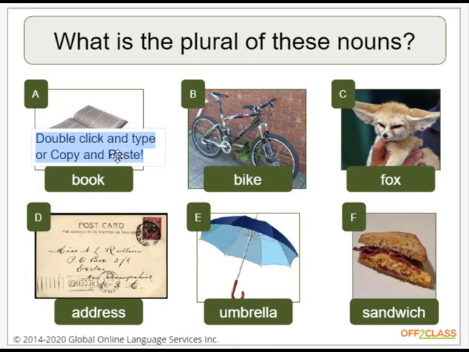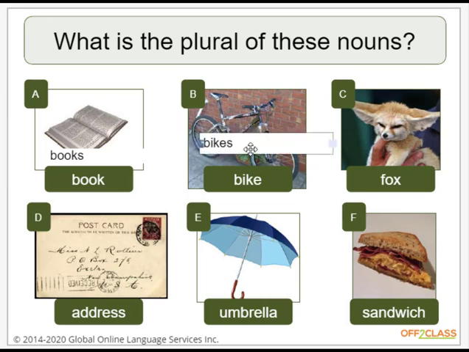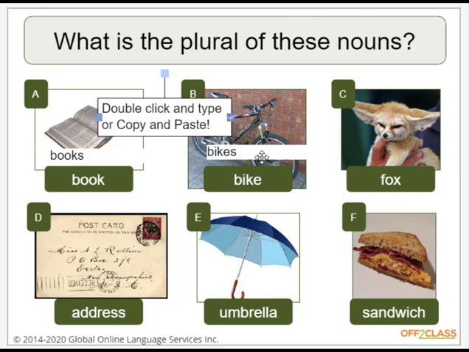What does book end in? It ends in a K. So does it get S or ES? It gets an S, so it's books. What about bike? It should be bikes. We don't add ES. We would just add an S.